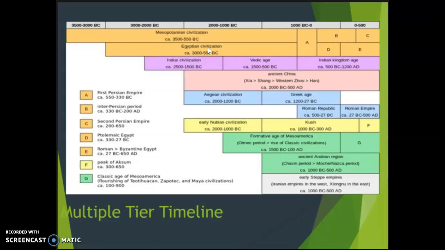So your single tier and your multiple tier, you're going to see both of them. I mean, it's pretty easy. Your single tier, like I said, usually only shows one group of people or one civilization, and then a multiple tier usually shows multiple.